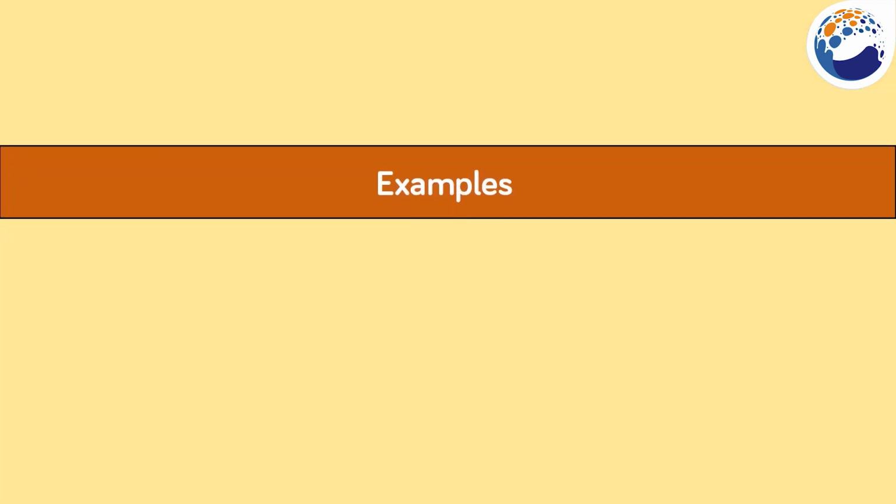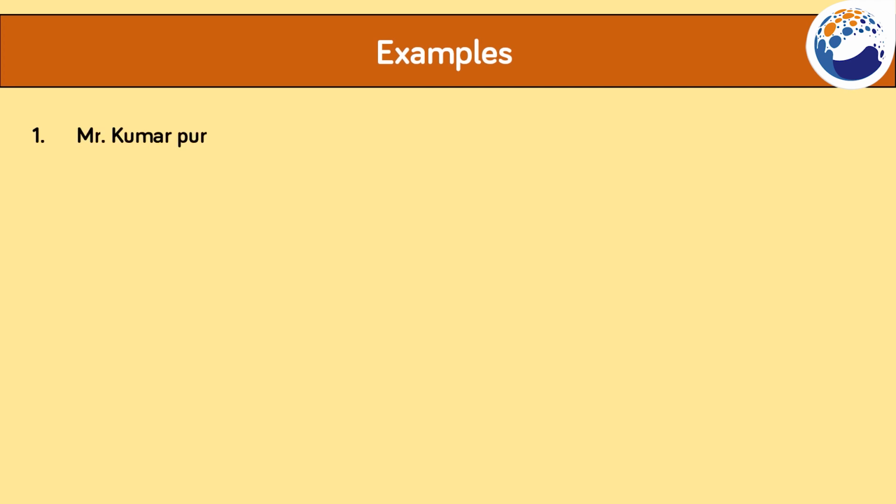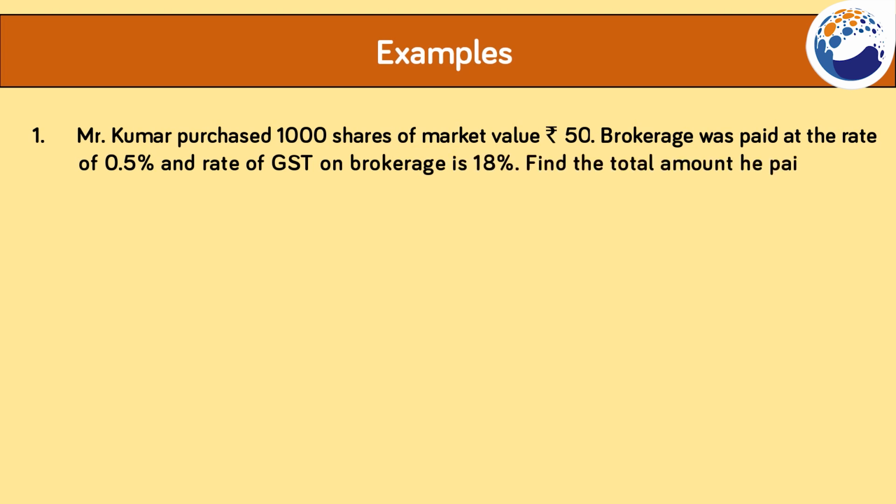Examples based on GST on brokerage services. 1. Mr. Kumar purchased 1000 shares of market value rupees 50. Brokerage was paid at the rate of 0.5% and rate of GST on brokerage is 18%. Find the total amount he paid for the share purchase.